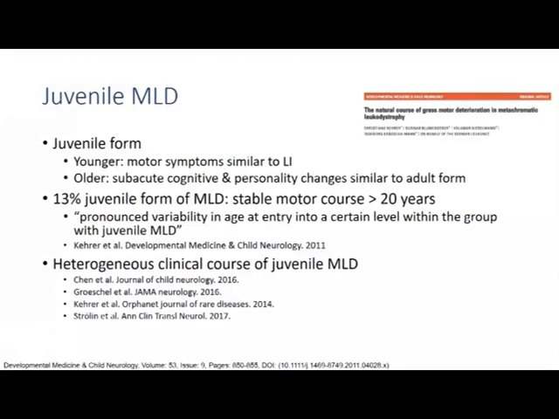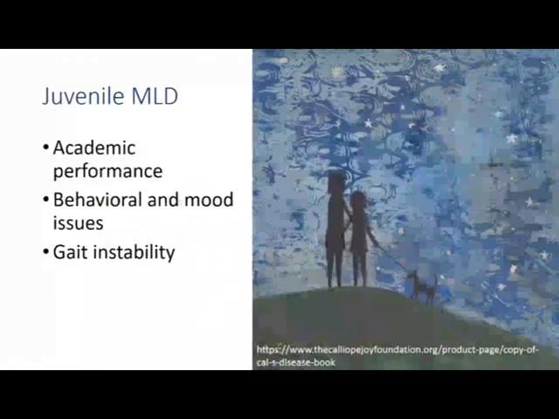And if you rate the neurologic gross motor function on a scale called the Gross Motor Function Classification Scale, or the GMFC-MLD, there's pronounced variability at the age at entry into a certain level within the juvenile MLD group. It's not as predictable as the late infantile form. This heterogeneity of juvenile MLD has been reported across multiple research groups.